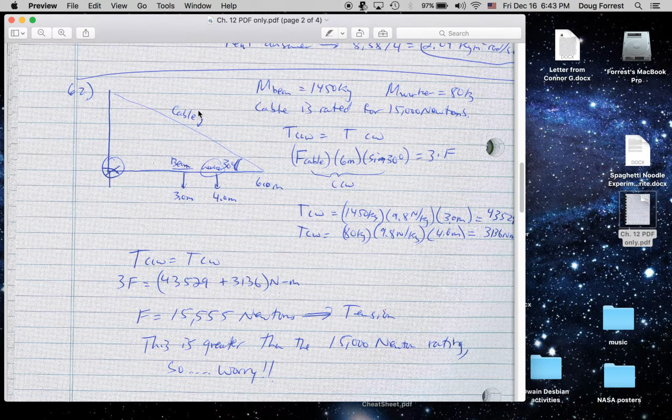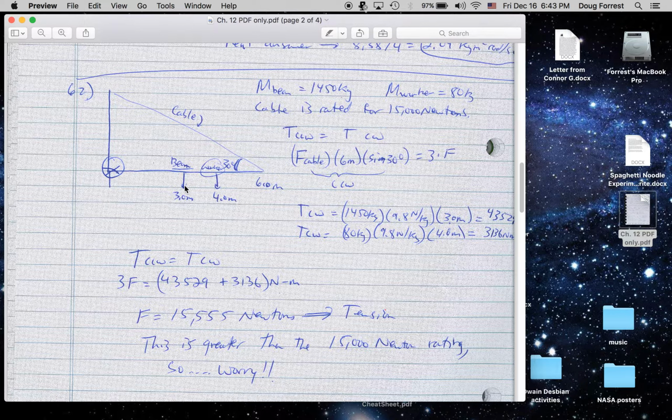Number 62 over here, I hope you like this problem. I thought it was kind of fun. It showed a weird picture of a guy relaxing on the beam supported by a cable, I guess, going up at an angle, 30 degree angle, up and to the left. So in this case, it's a torque problem. You would use the wall as your fulcrum.